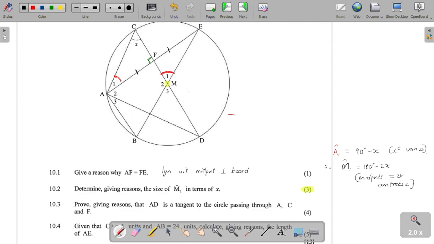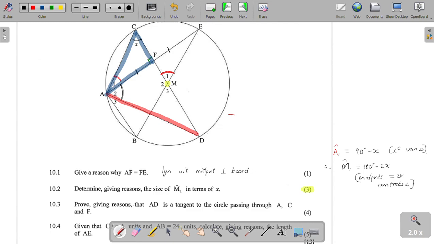Okay. Dan sê hulle vir ons, bewys deur redes te gee dat AD is a tangent to the circle passing through those 3 points. Okay, nou om te bewys dat iets 'n raaklyn is, die maklikste een gewoonlik is om te bewys dat die hoek tussen die raaklyn en die koord, which would be that one, is equal to the angle in the opposite circle segment, which will be that one. So if we can prove that A2 is equal to X, then we have proven that.